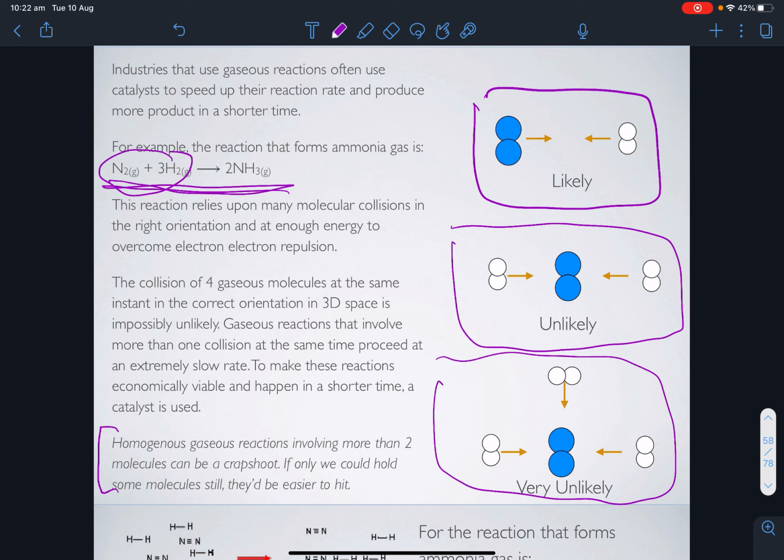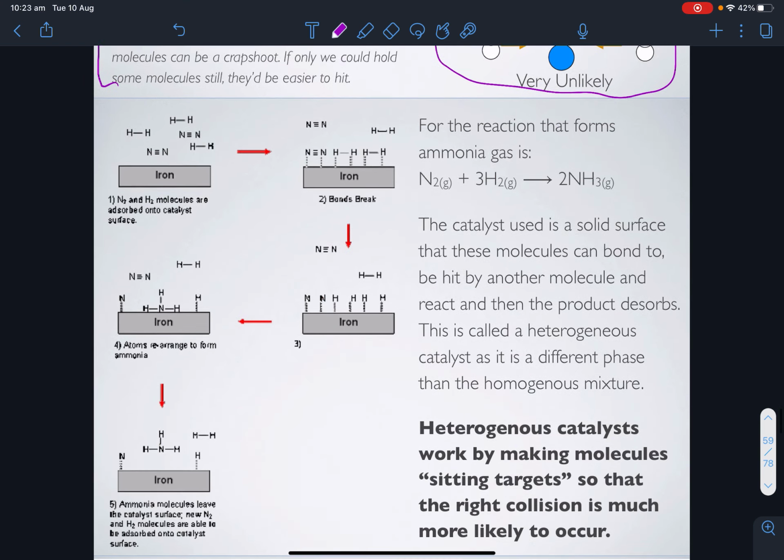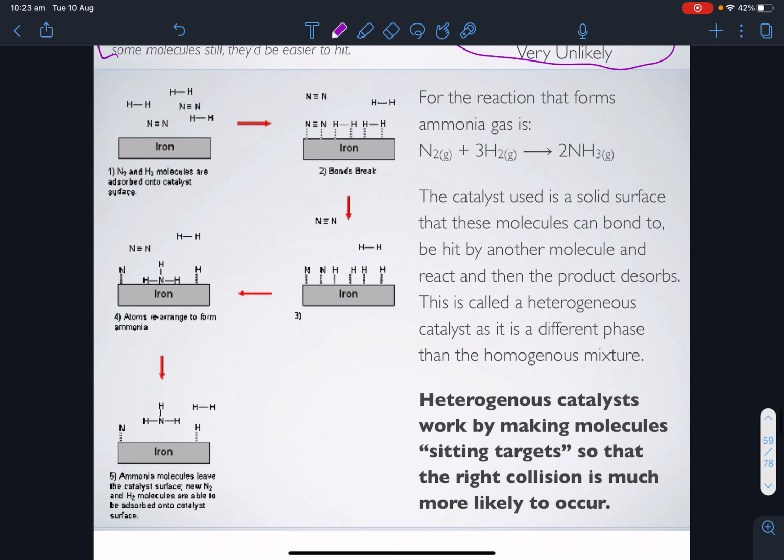If only we could get the four molecules to meet each other and push them together somehow, that would speed up the reaction, and that's what a catalyst does. So when ammonia is made, a catalyst is used to speed up the reaction to make sure that the likelihood of successful collisions is increased as much as possible. Okay, a little bit more detail on how that happens.